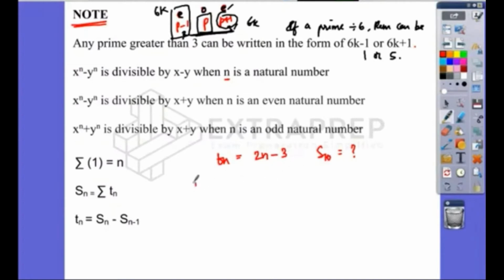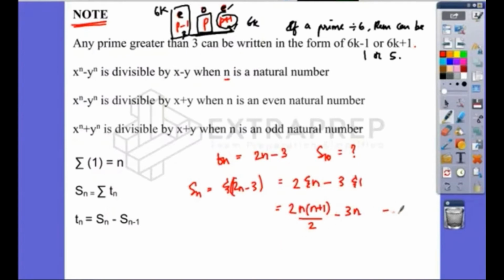But rather, it will be easier like this. Sum of n is equal to sigma of 2n minus 3. So that's equal to 2 sigma n minus 3 sigma 1. That's equal to 2, what's the formula for sigma n? n into n plus 1 by 2, minus 3 sigma 1 is n. If you substitute 10 in place of n, you will get the value of S10. That's easier. So when the nth term is given, to find the sum of n terms, you will apply sigma to the nth term. That's the formula.